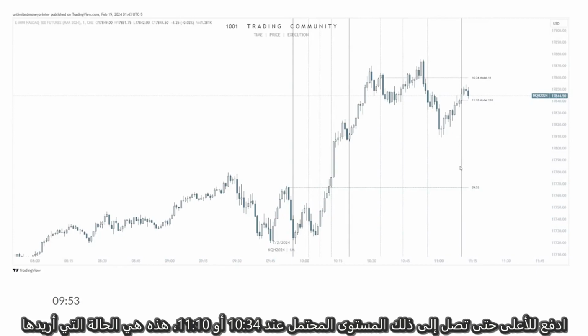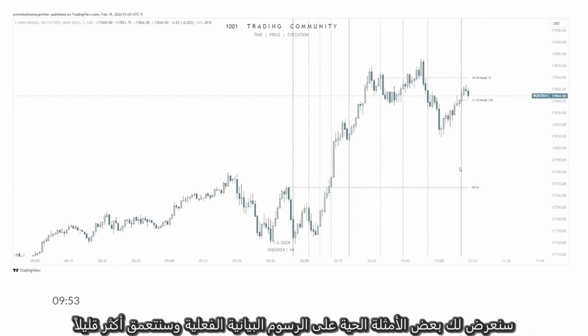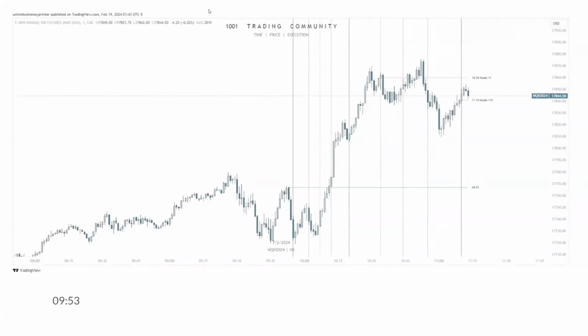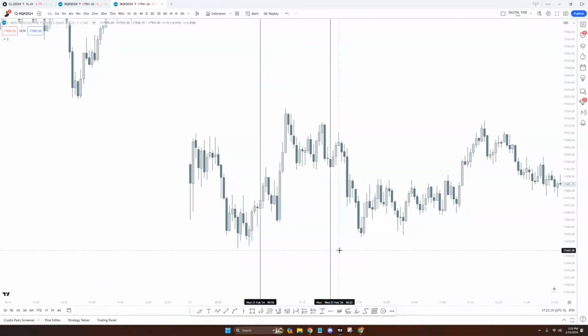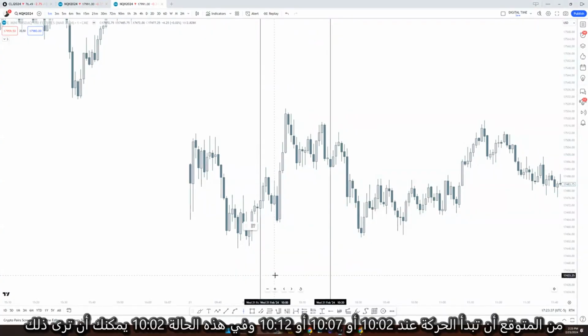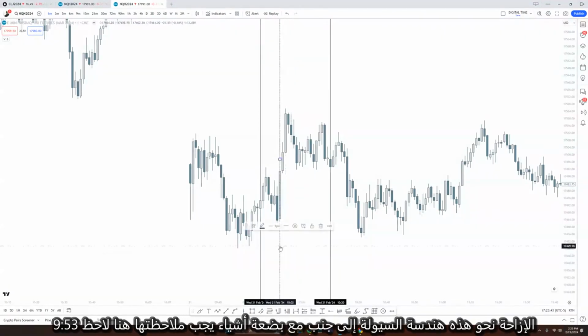Now that is the case, I'm going to show you a few live examples on the actual charts, and we'll go a bit more in depth. Now this is an example on NQ. We have the intervals placed. 955 to 1020 is your Judas. You're to expect the move to begin at 1002, 1007, or 1012. In this case, 1002, you can see that displacement towards this engineered buy side.